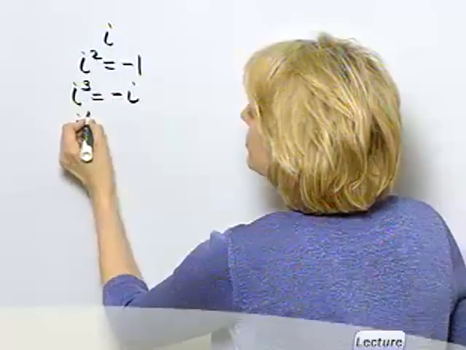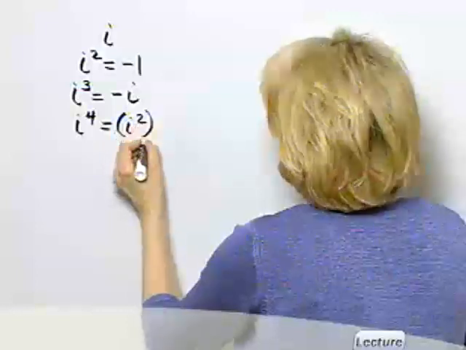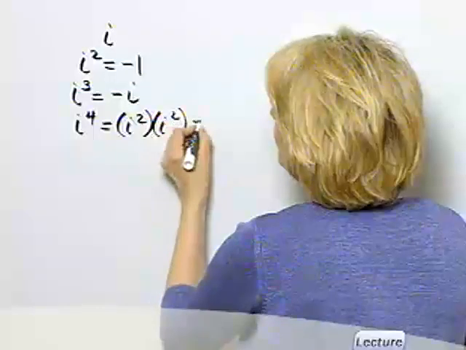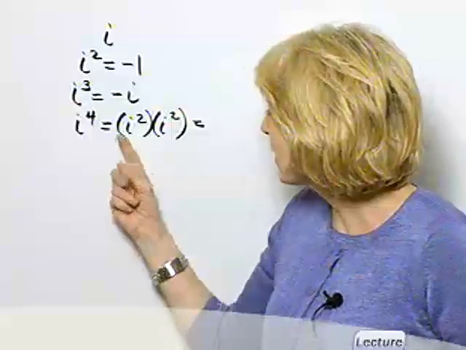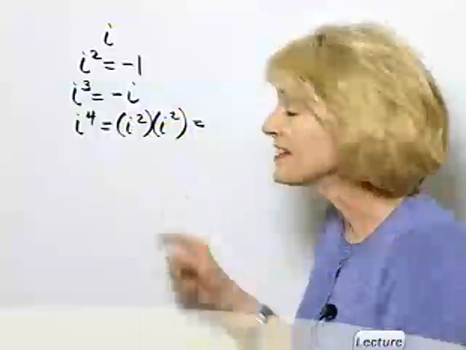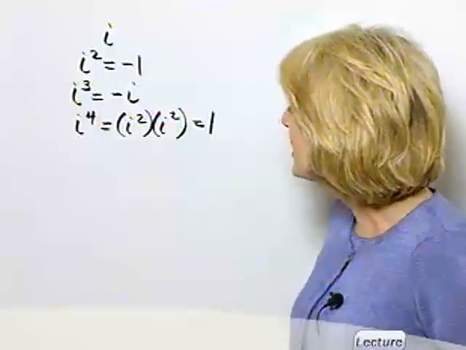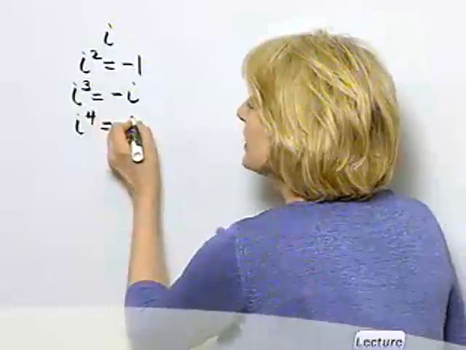What is i to the 4th equal to? Do you agree that i to the 4th, one way we can think of it is i squared times i squared. Well, this is negative 1 times negative 1. What's negative 1 times negative 1? It is 1. Believe it or not, i to the 4th power is simply 1.